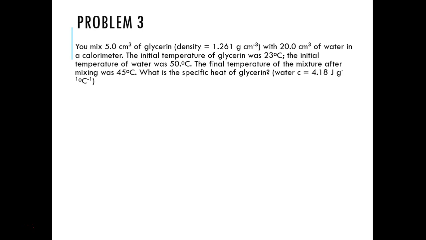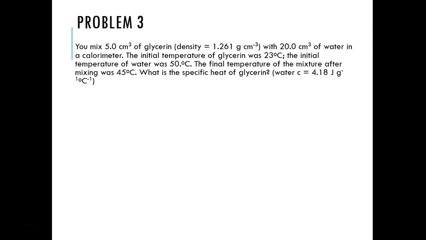Okay, let's look at another problem. And problems like this can be a little overwhelming for students sometimes because there's a lot of numbers and it seems like there's a lot going on. So anytime you see a problem like this, it's helpful if you can just imagine doing this problem. Okay, so mixing 5 centimeters cubed of glycerin, which has a density of 1.261 grams per centimeter cubed, with 20 centimeters cubed of water in a calorimeter.